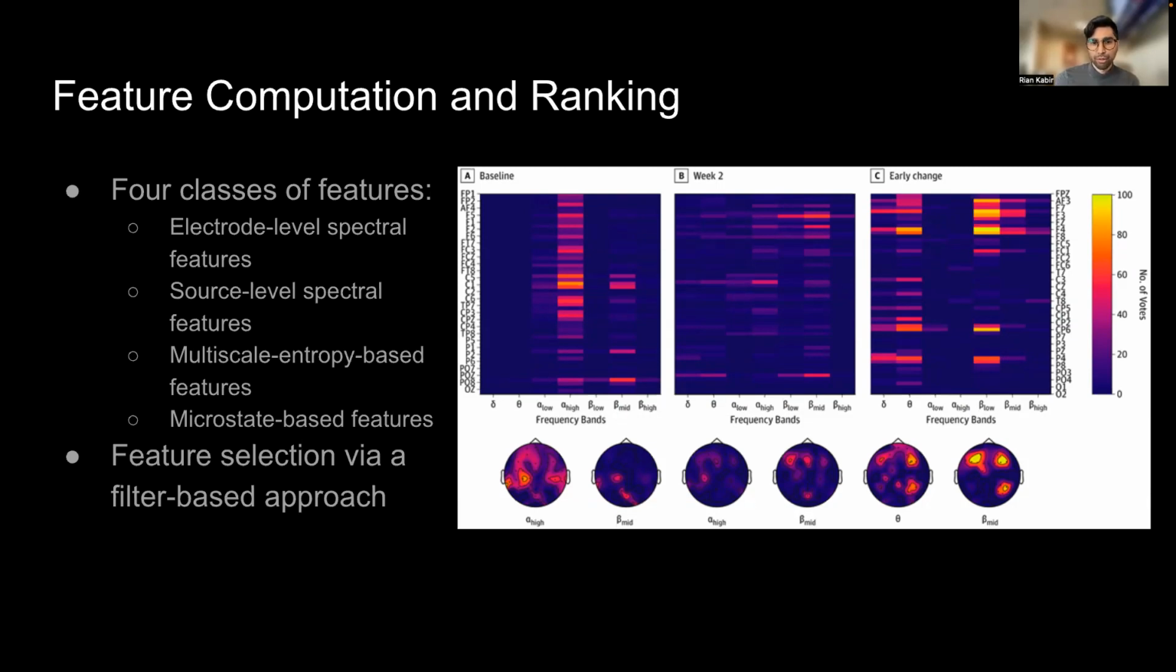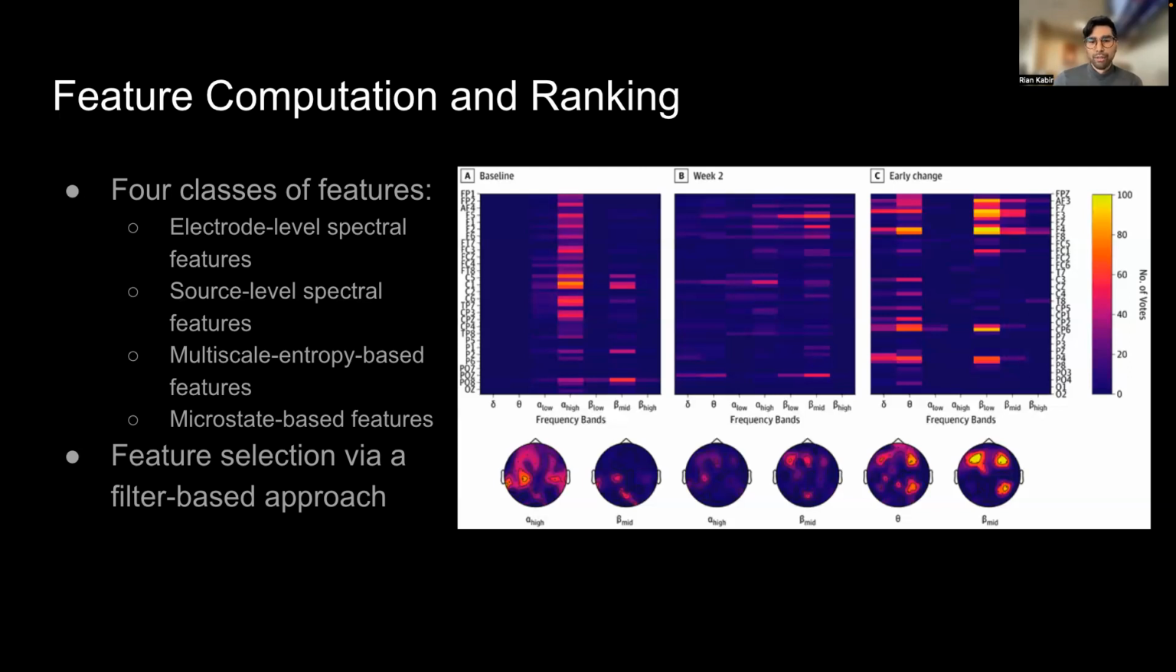But the subfeatures include electrode level spectral features. So again, similar to electrode level frequency analysis, that's the frequency at the electrode. Source level spectral features. This takes a step further and tries to figure out where in the brain these signals are coming from. So this is more from a source perspective. Multi-scale entropy features. So this involves looking at the unpredictability or randomness of the brain signal at different scales. And that gives insight into complexity. And then microstate-based features. These are short periods of stable electrical patterns in the brain.